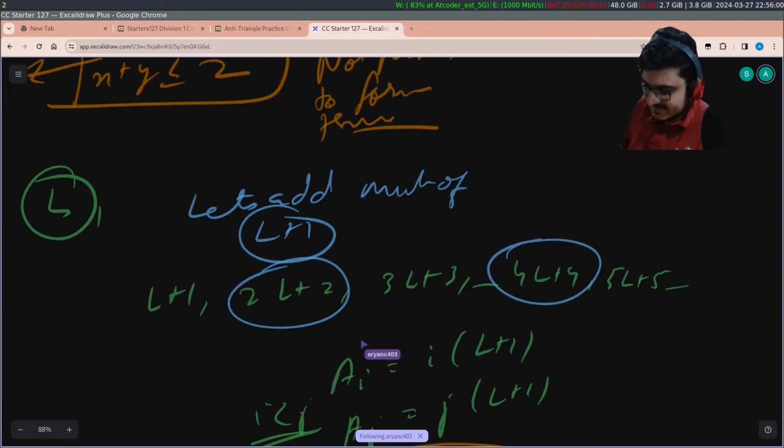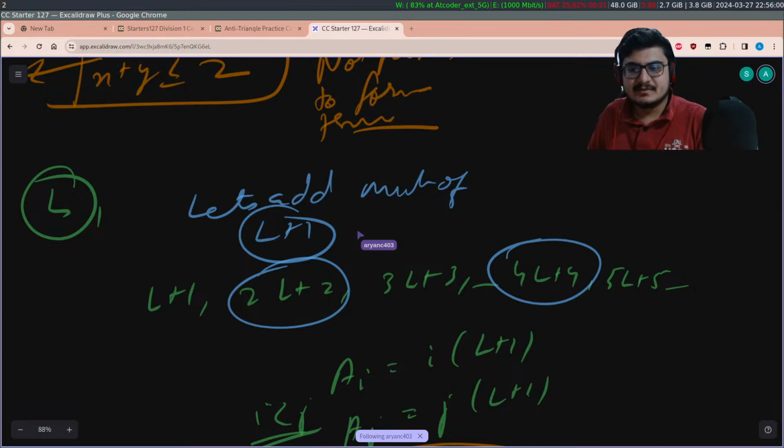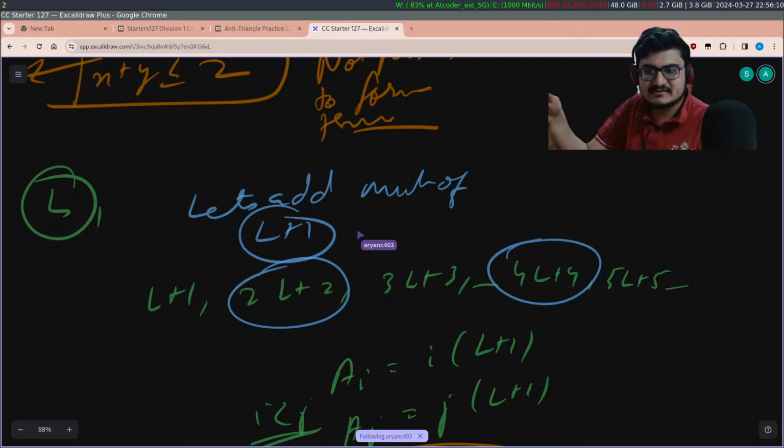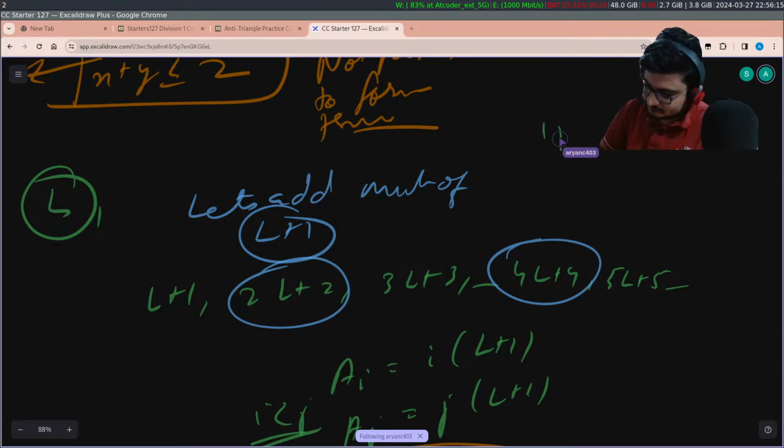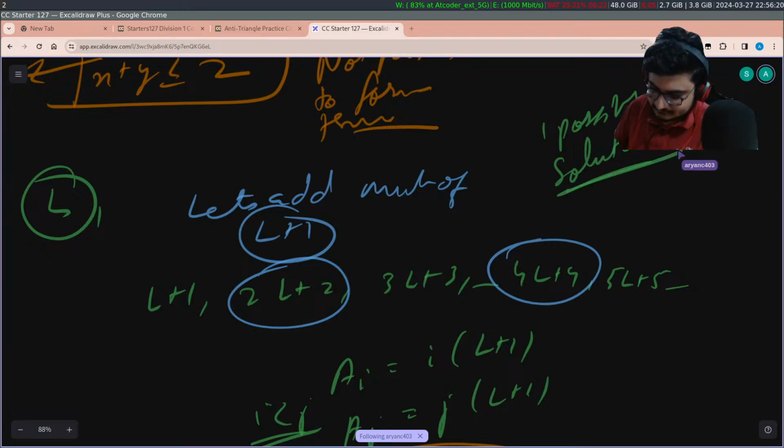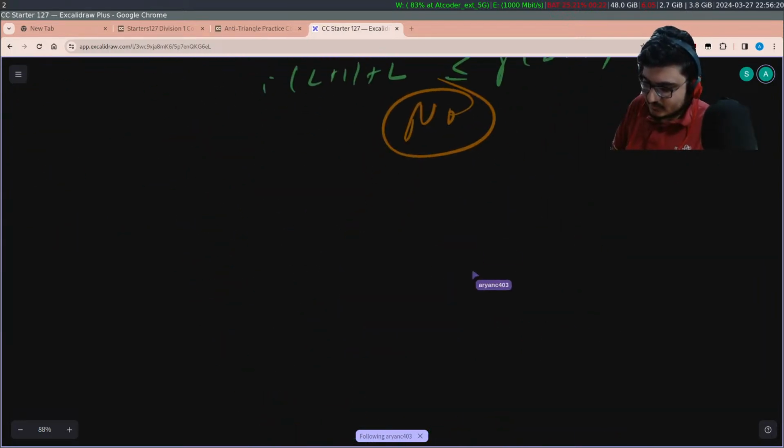If you put n elements of multiples of L plus 1, then it would definitely be the case that if you took any two numbers, the difference would be more than L. So the answer is n in this case. So this is one possible solution. But what is the problem here? You can see our final number would be n into L plus 1.